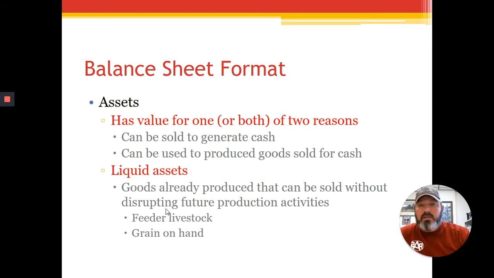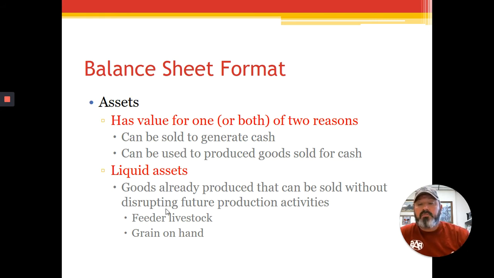So let's look at a balance sheet format. On one side of the ledger, you're going to have assets. These things have value for one or both of two reasons. They can be sold to generate cash, or they can be used to produce goods sold for cash. So, of course, grain in the bin could be sold to generate cash. That asset has value. Also, your planter that sits in the shed.